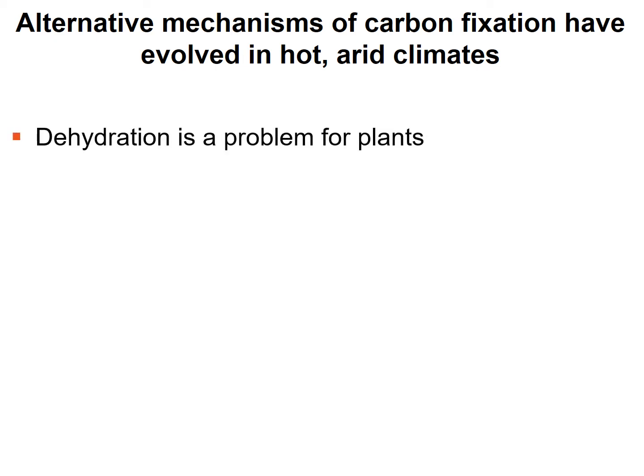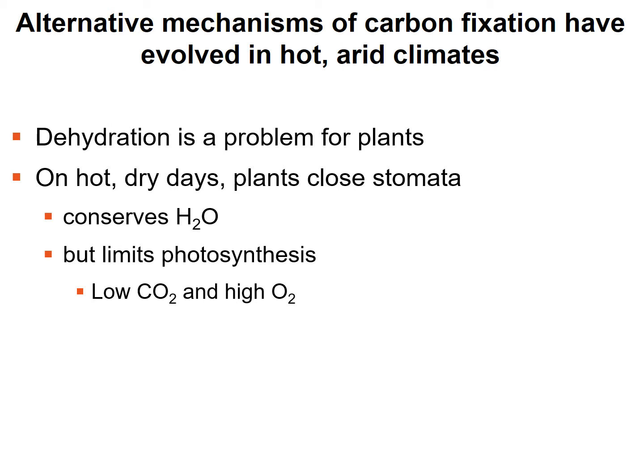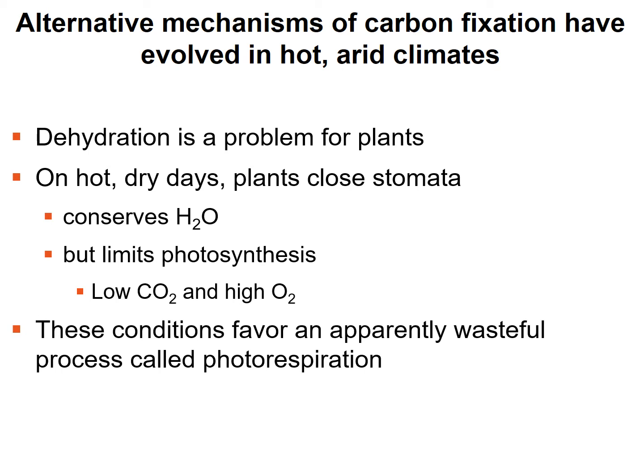Now, again, dehydration is going to be a problem for plants, especially those that do not have any alternative mechanisms to fix carbon under conditions where water is limiting. So on hot, dry days, plants typically close their stomata to conserve water. But unfortunately, this limits photosynthesis, right? So if water's not coming in and the stomata are closed, they're trying to conserve water. This is limiting the amount of gases that can go in, so this limits the entrance of carbon dioxide. And since the stomata are closed, the oxygen that's inside the plants can't leave. So now we have a situation where there's low amounts of carbon dioxide, however, high amounts of oxygen starting to build up inside the plant. These conditions are very wasteful, okay? The process of this is called photorespiration.